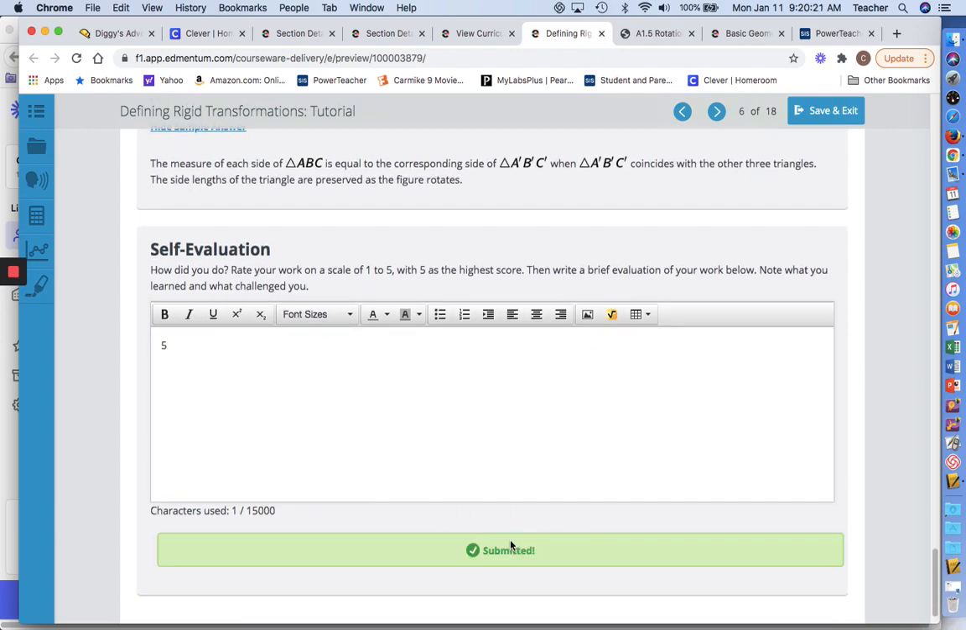Self-evaluations of 5. All right, you guys. So that was slide 6 of defining rigid transformations. Basically, what you need is, I don't care if it's a reflection, rotation, or translation, angles and sides aren't going to change unless it dilates. All right, that's it.